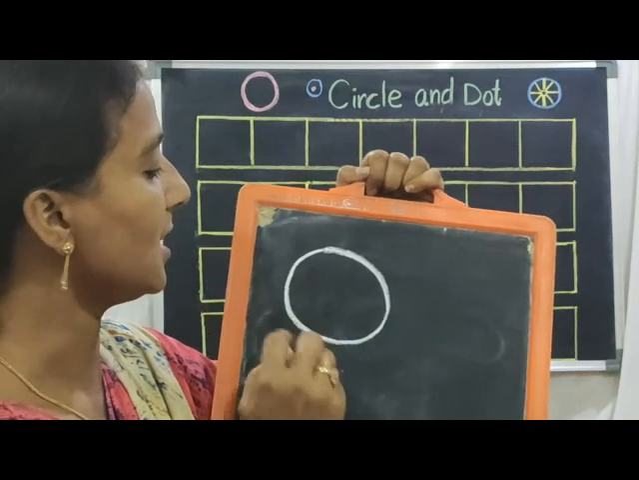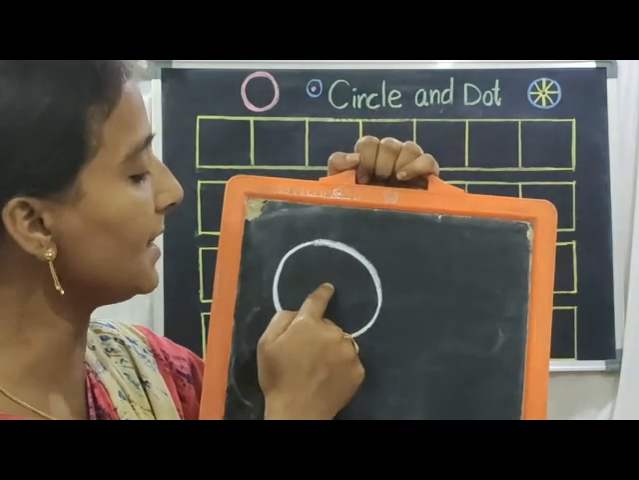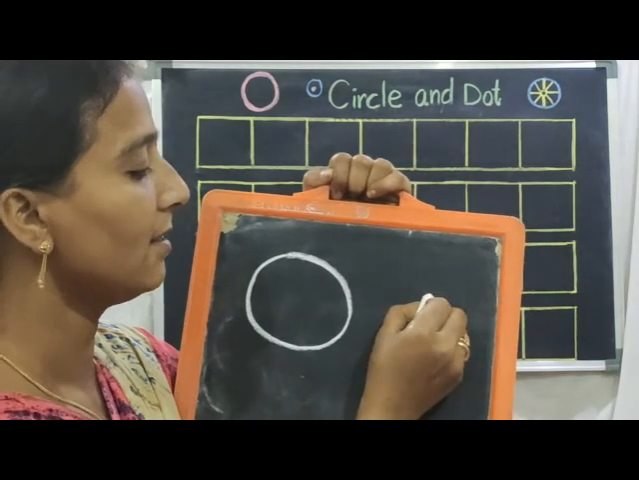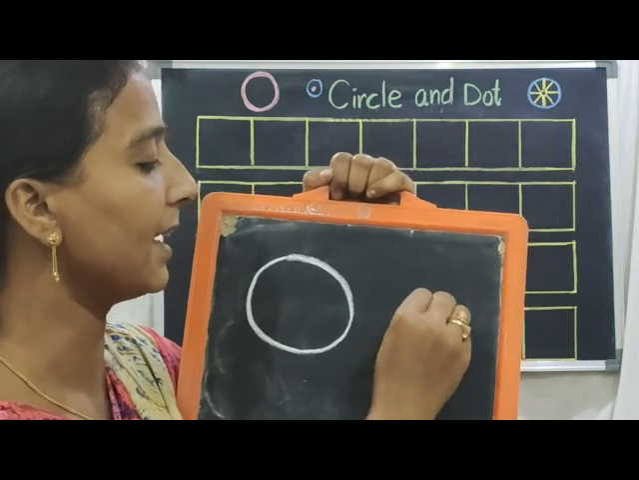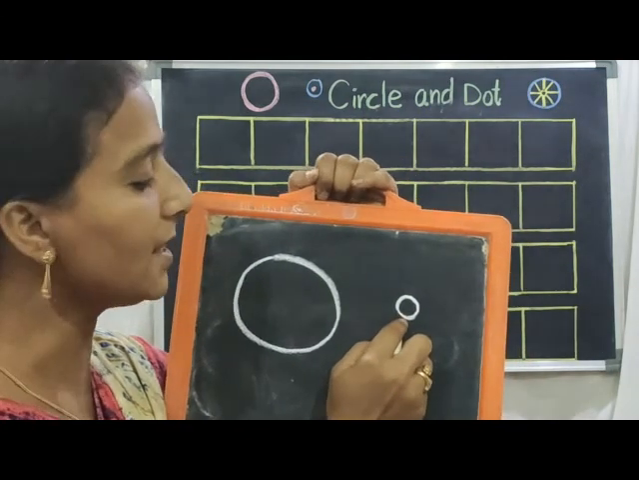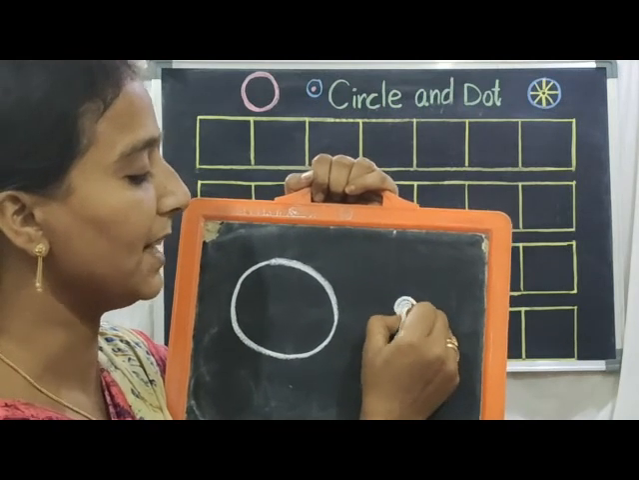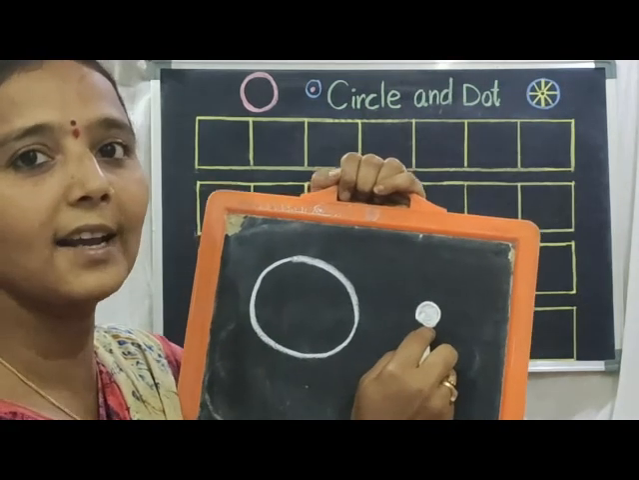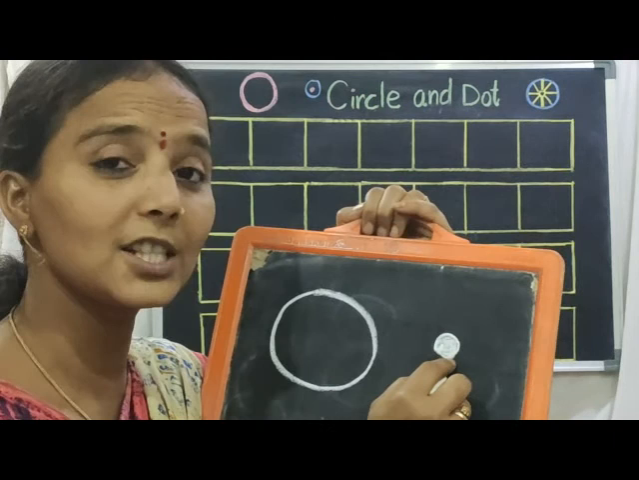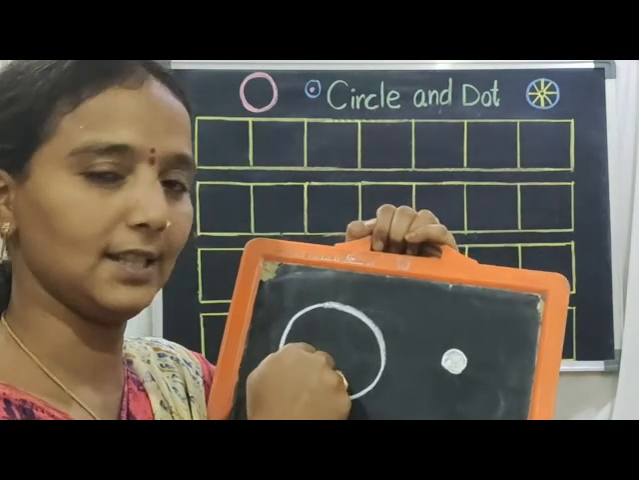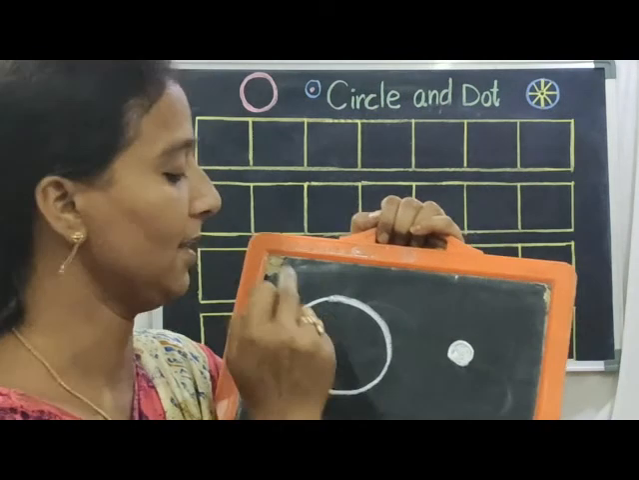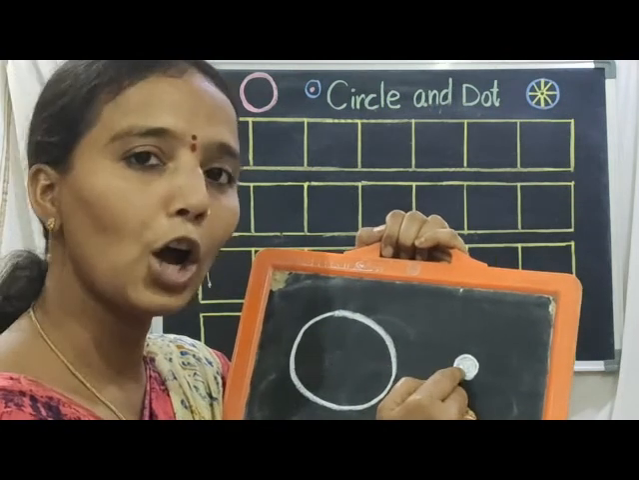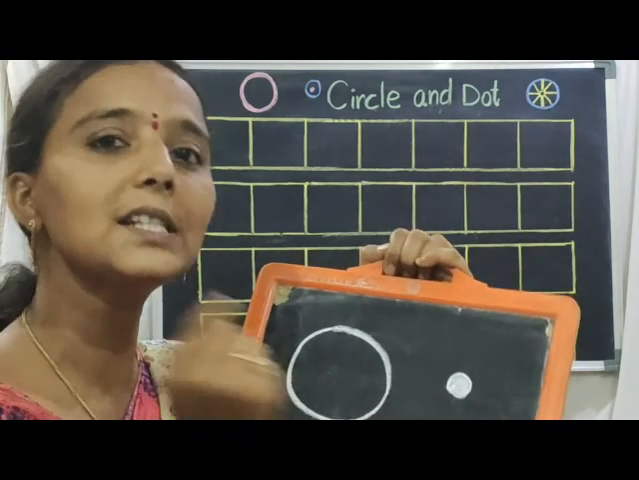Circle. See here, children. The inner part is empty. So we are calling this a circle. Look here, children. If I am writing like this, it's becoming a circle. But if I am filling the inner part, then what is this, children? This is a dot. Circle, dot. Circle, dot. Practice both on slate.